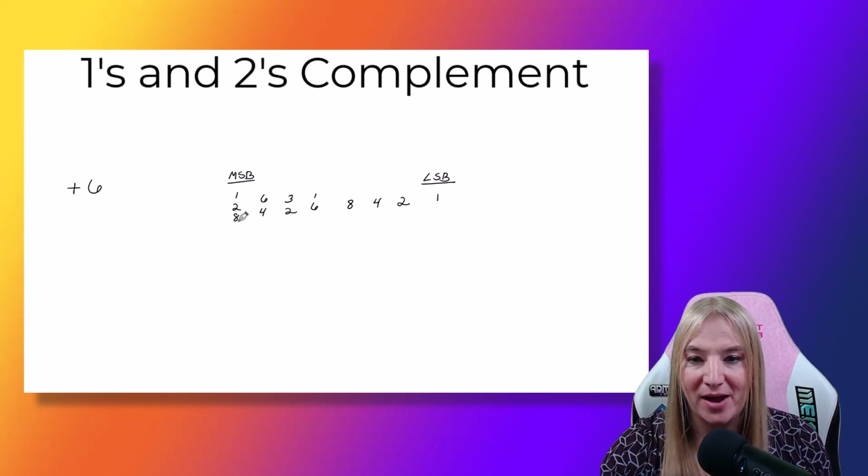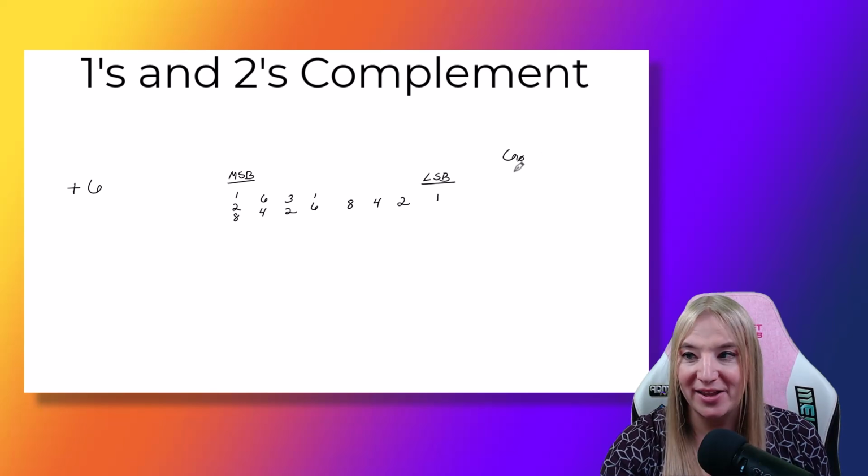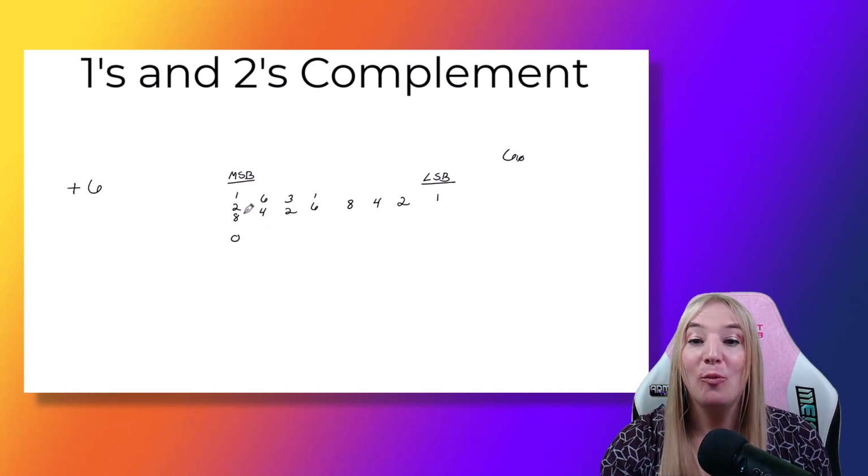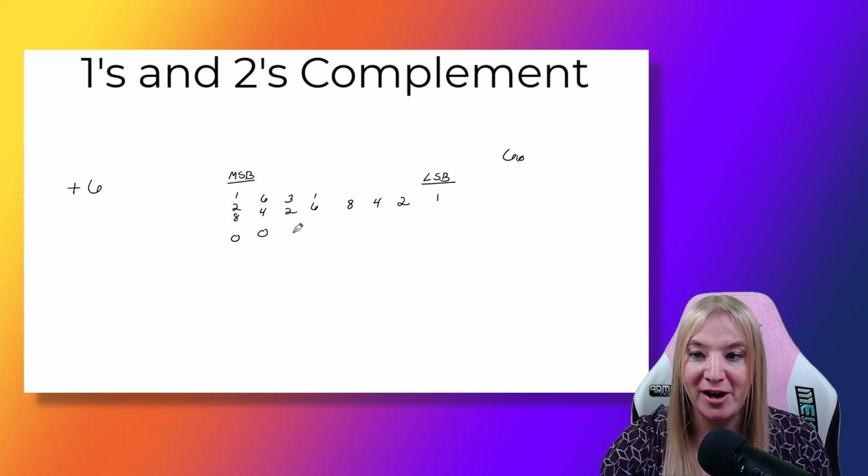So the decimal number 6, base 10. We do it just like any other conversion. 128 cannot go into 6. 64 cannot go into 6, so we put a 0 there. 32 can't go into 6. 16 can't go into 6. And 8 cannot go into 6. 4 can go into 6, so we put a 1 there, and we subtract 4 from our original value, which is 6. That leaves us with 2. 2 does go into 2, so we put a 1 there.